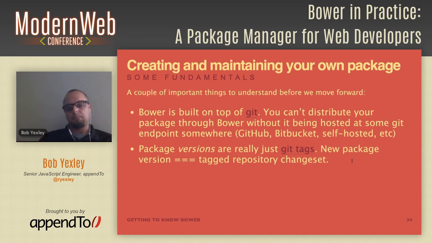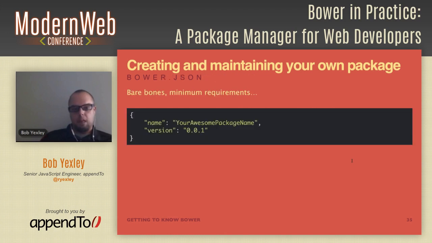The first and foremost important thing to understand here is that Bower is built on top of Git. You can't distribute your package through Bower without it being hosted at some Git endpoint somewhere, whether it be on GitHub, self-hosted with GitLab or something like that, or on Bitbucket. And when applying versions for Bower packages, they are just Git tags. So a new package version is just a tag in your repository against a change set. That's really important to remember.